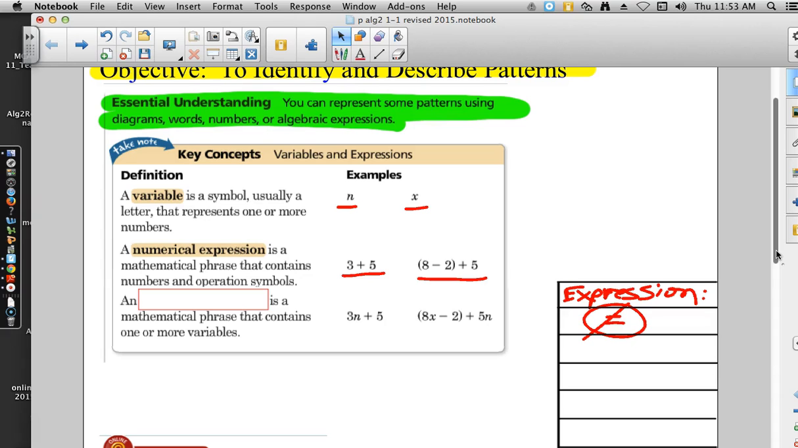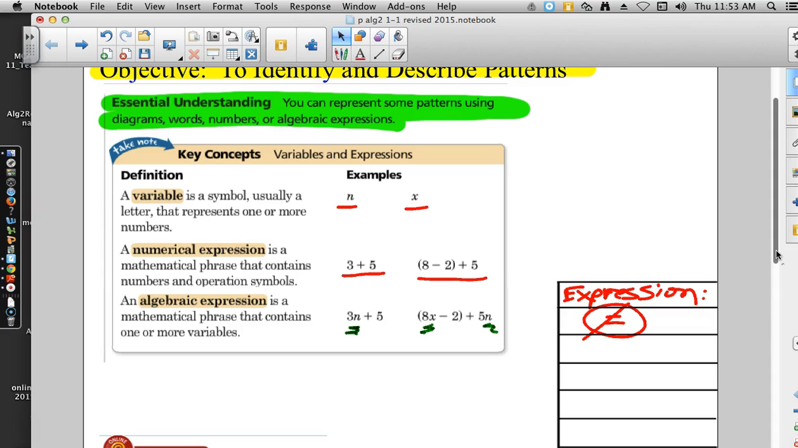Down here, we see, hey, wait a minute, this one has a variable in it. This one has a couple of variables in it. So this is algebra. It has variables in it. That's an algebraic expression. That's a mathematical phrase that contains one or more variables. So vocab that we use, a lot of people accidentally say equation every time they deal with something in algebra. They're not all equations. If we don't have an equals, they're called expressions.